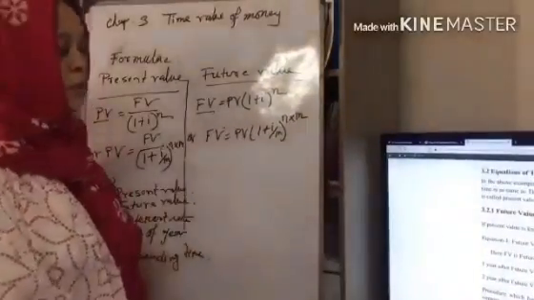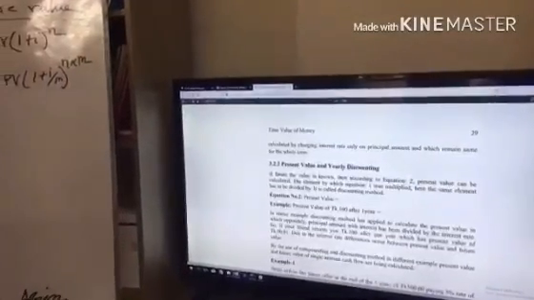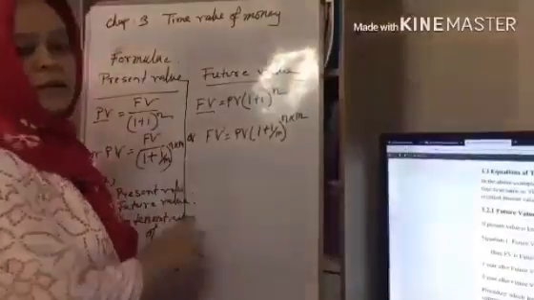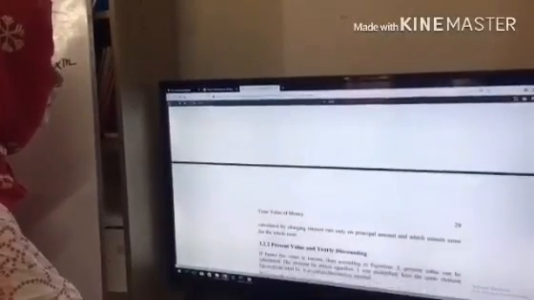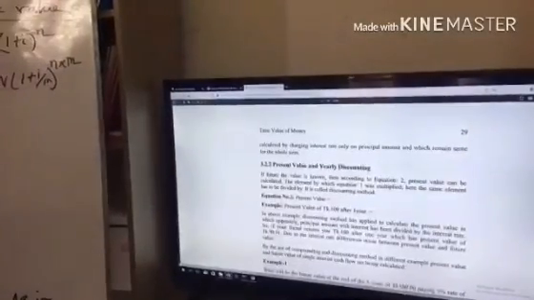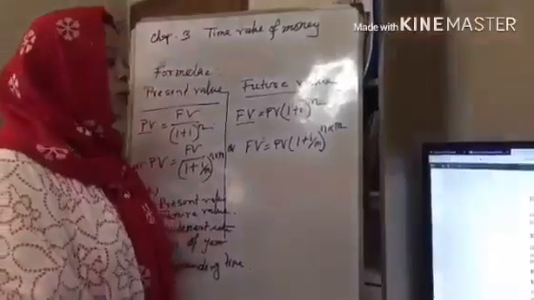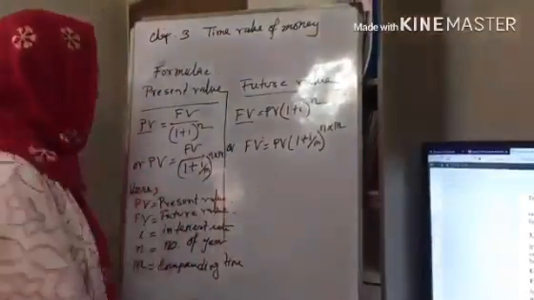All these are mentioned in your book, that is future value and annual compounding, and present value and annual discounting. What is compounding and what is discounting? Now I am showing you an example.